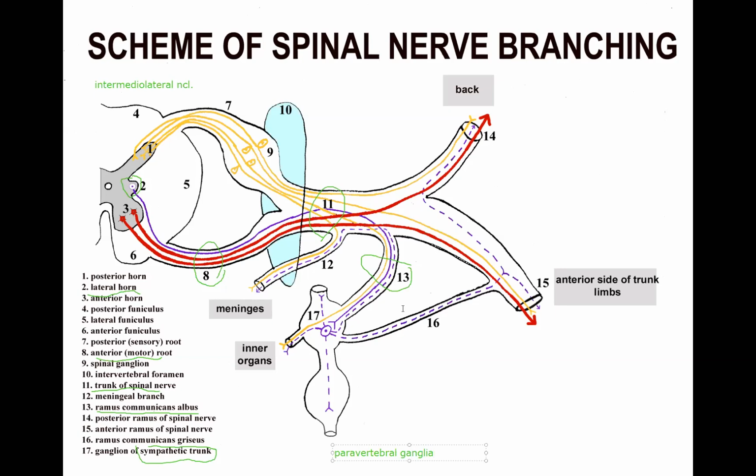Yeah, so paravertebral ganglia, and the fiber can either synapse or it can go to synapse in another ganglia, which are located in front of the aorta. So we call them prevertebral ganglia, yeah. Or it can go down and synapse in paravertebral ganglia.